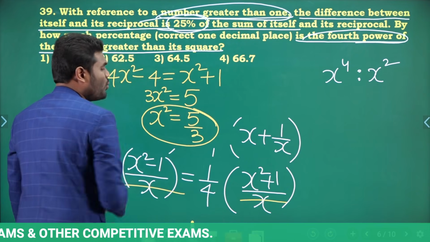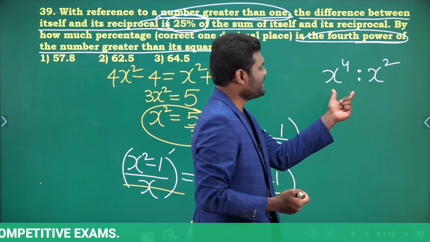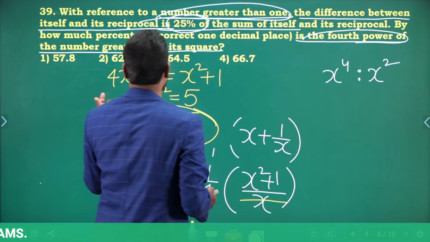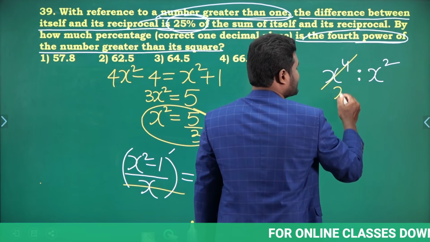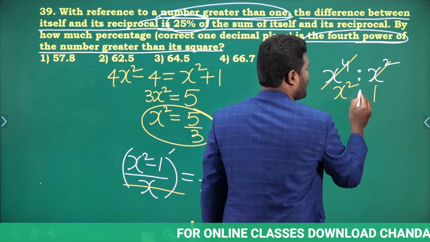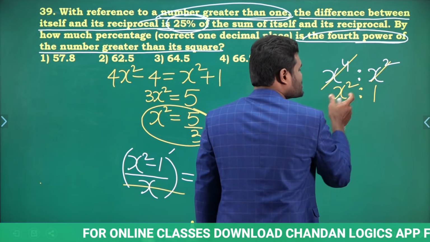Yes or no? Now what they are asking is, the fourth power of the number is how much greater than the square of the number. If you simplify this one, x square cancels here, x square times x square cancels here one time, which means the ratio is x square ratio 1.